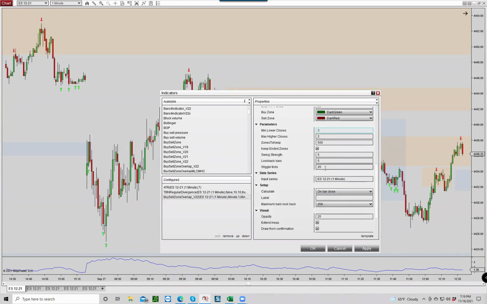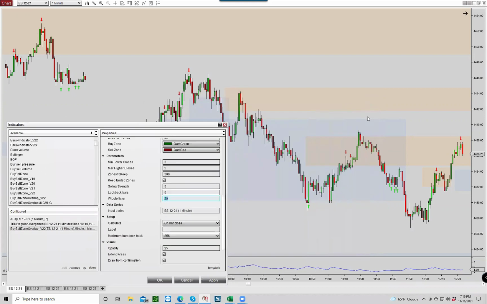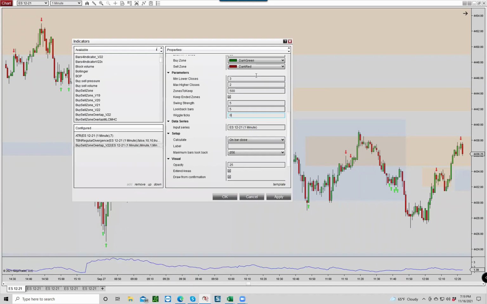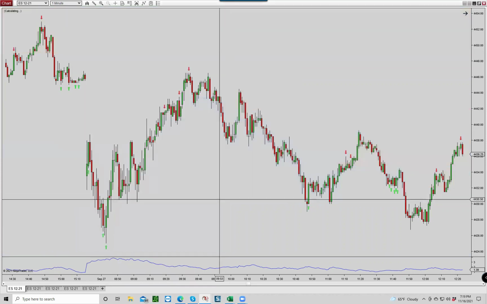And then wiggle, that is how many ticks away from the zone. So for example, you see how these two zones don't actually touch? They're like 1 tick apart. Well, if I had 1 here for wiggle, then this would still show as an overlap zone, even though they're not actually touching. But I just want to keep this clean. So I'm going to do 0. I'm going to hit apply. All right, so now I have a bit of a different look.